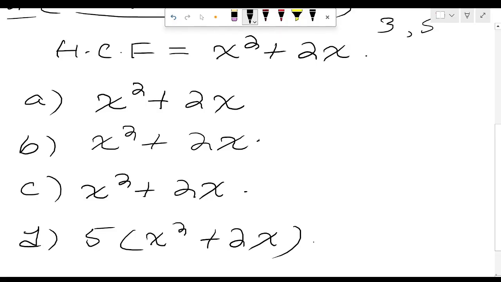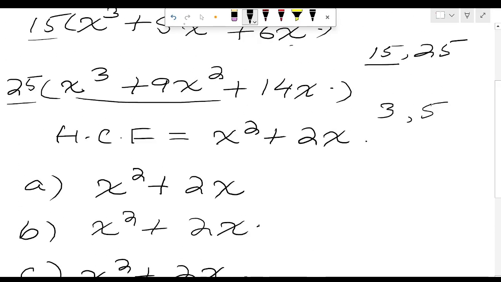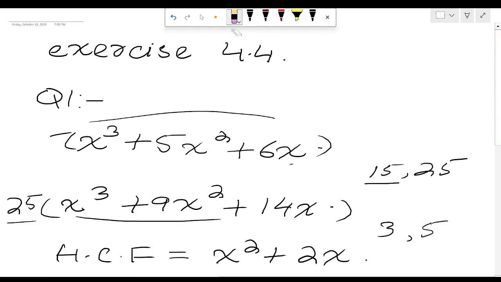So these are the parts for question number 1. Now the last part, which is part number E, what does it say? It says, will the HCF of the given polynomials remain unchanged if both are multiplied by x? So it's basically saying that on the first polynomial, let's suppose instead of any number, the polynomial is being multiplied with x, and same as for the second polynomial, the polynomial is being multiplied by x. So will the HCF still remain x square plus 2x?